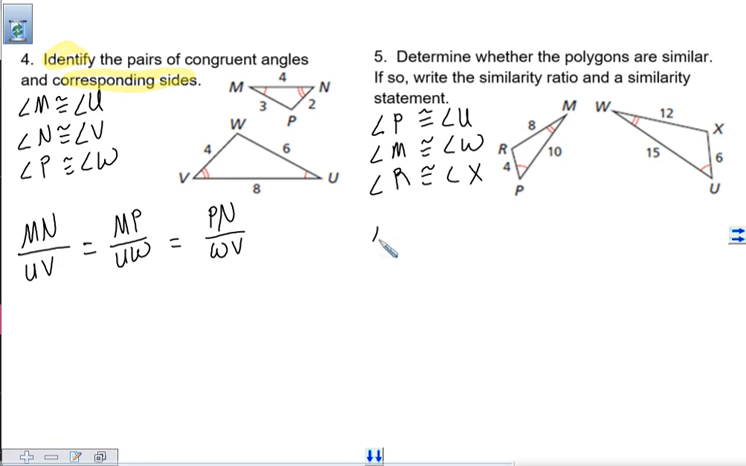So 4 is my shortest side in the left-hand triangle. 6 is my shortest side in the right-hand triangle. 8 is my middle length side in the left-hand triangle, so that goes over 12. And 10 is my longest side. That goes over 15.